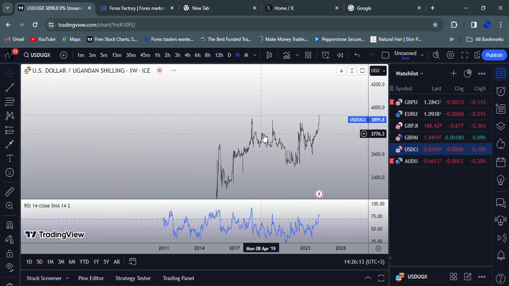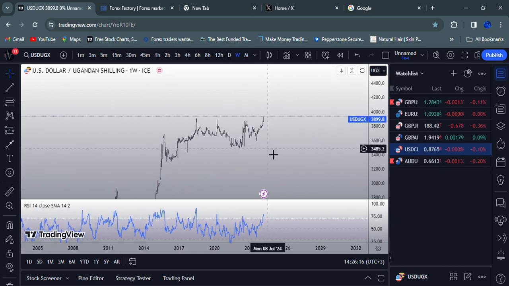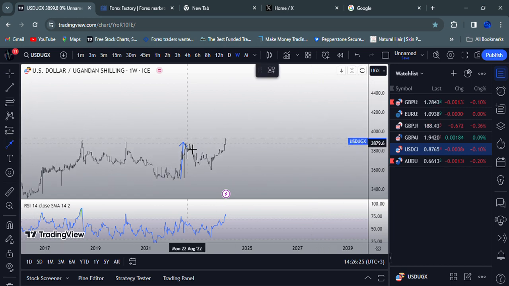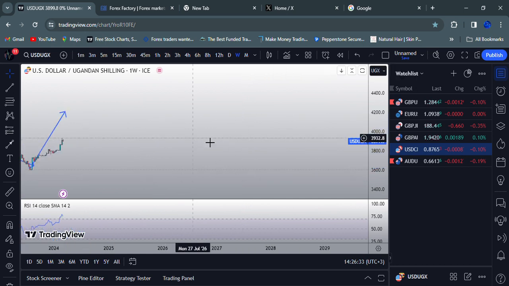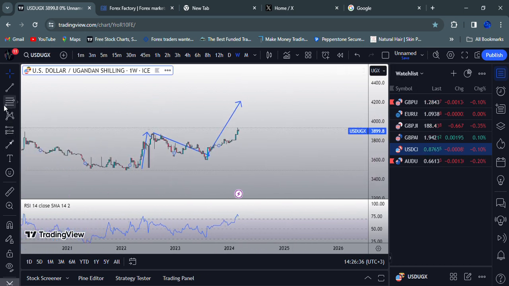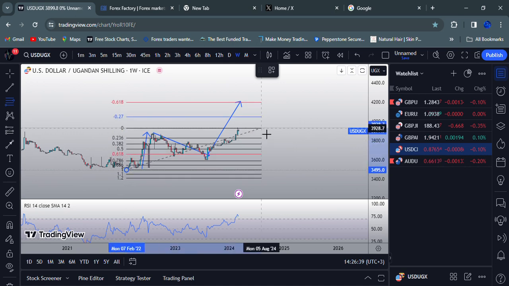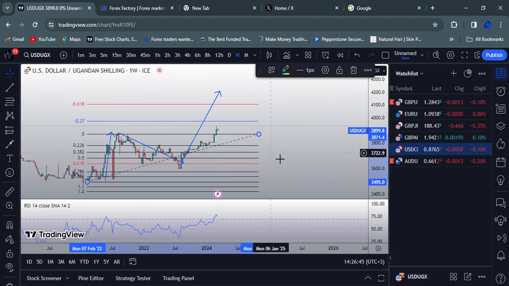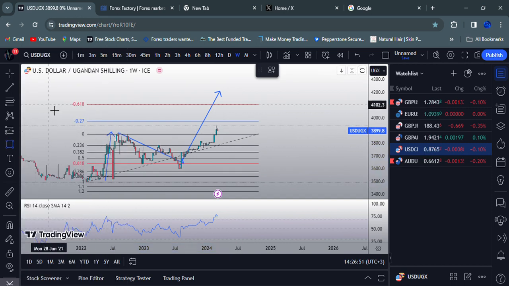So when I look at that, we had this push to the upside, creating a new high, and then we had this retrace here. Apparently we had another push, the USD against the UGX started another push. If I'm to draw my fib to get projections of exactly where I look at this price going before any kind of retrace, I'm looking at this price level here. That could be around 4,100.